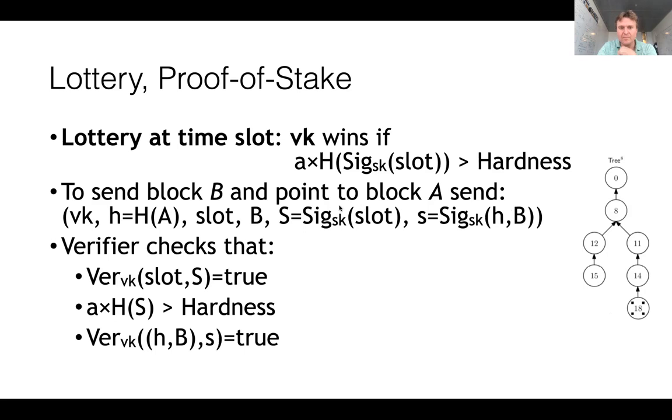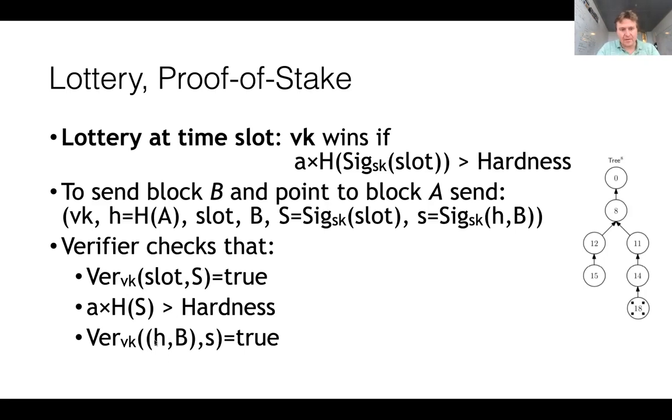They check that this is in fact a correct signature on the slot. Then they hash it, multiply it by the amount of money on your account, which they can get from the totally ordered broadcast channel, and check that it is above the hardness. If so, they know that you won. So you could at this point prove to them that you won. The cool thing is they can't check this before they get the signature, which only you can compute. So it has this nice property of being random, but unpredictable by other parties until you won, and you can prove that you won and then send it along.